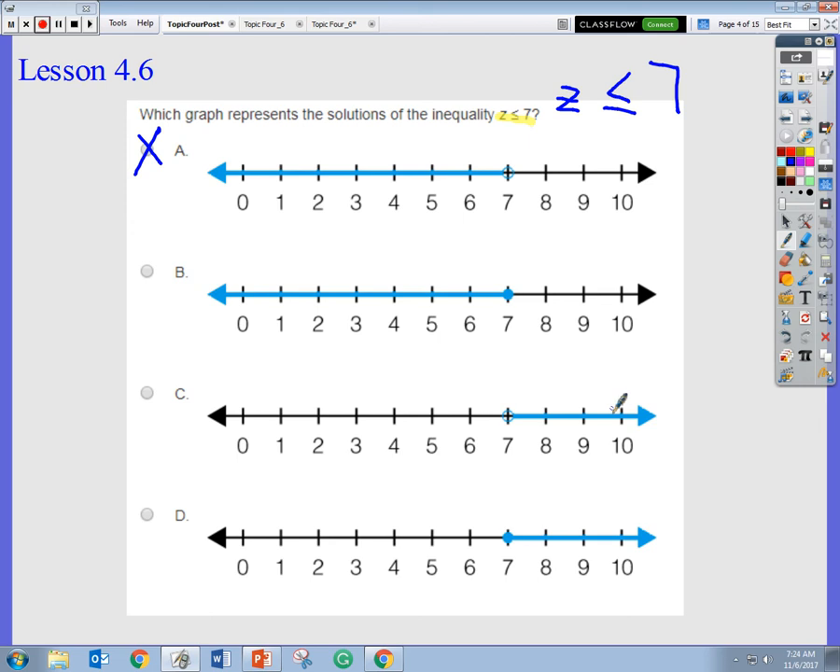This is going greater than. It can't be that. This too is going greater than. It can't be that. This is the correct answer. Z is less than or equal to. I'm focusing on this circle here. It's filled in, which I like to see. That tells me that 7 is part of the solution set, and every value less than 7 also. So the correct answer here would be B.